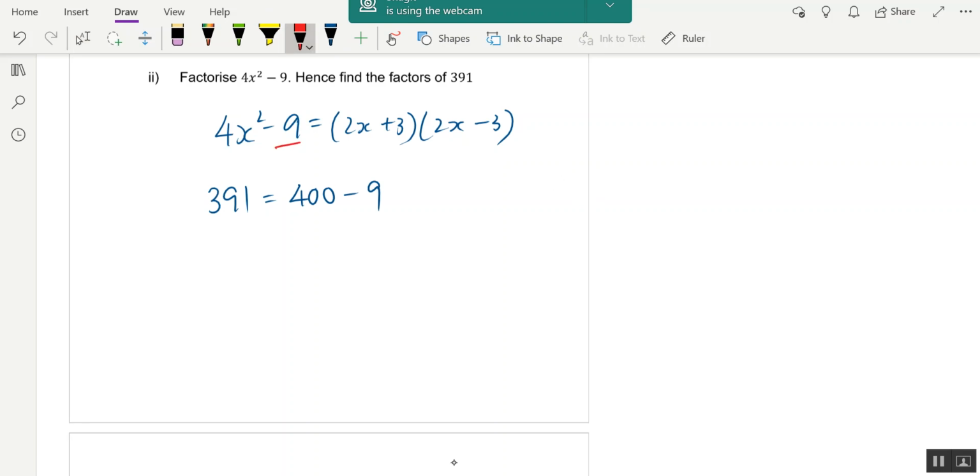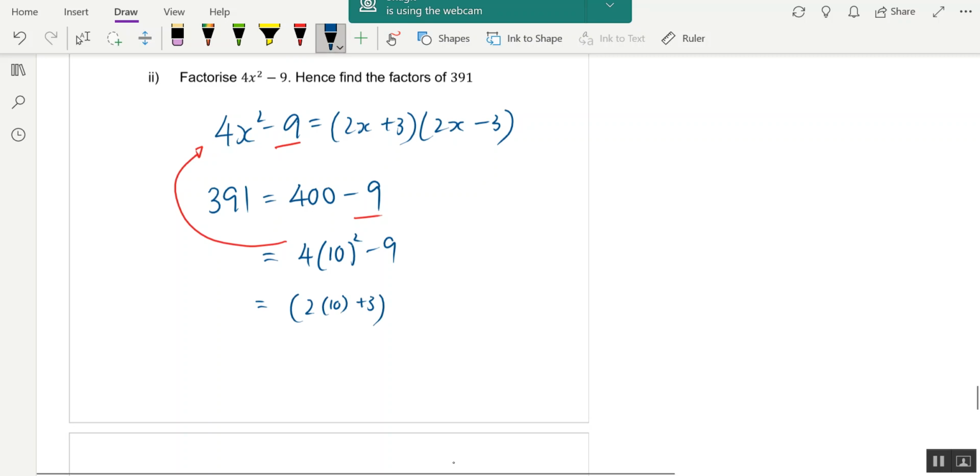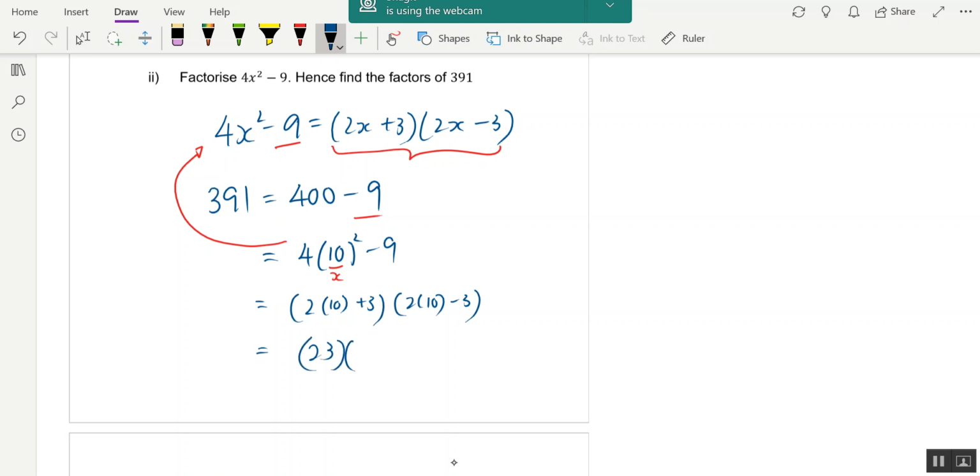And it's always, you see, related, right? 400 minus 9. 400 is 4 times 10 squared, minus 9. I am relating him to him. And in this case, this means that my x is equal to 10. So this will be 2 times 10 plus 3, I put the x equals 10 into the x, this is the x, right? Into this. And 2 times 10 minus 3. So my two factors will be 23 and 17.